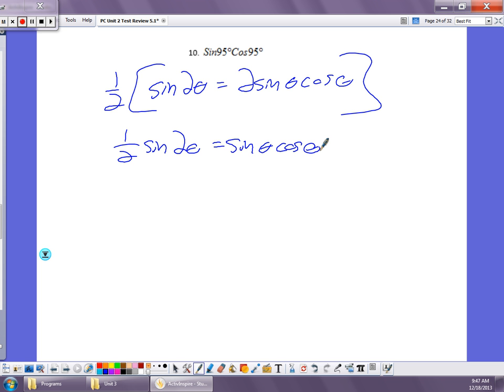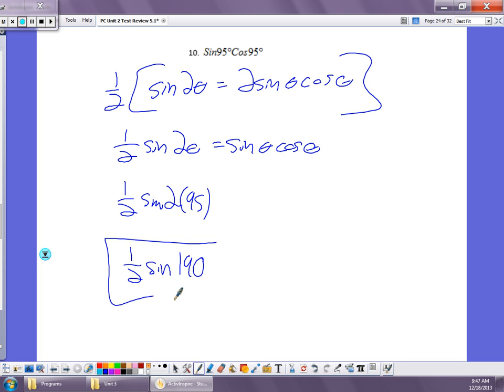On your guys' last mini quiz, a lot of you were putting this on the inside, but this 1/2 stays on the outside. Theta here is 95, so you would just have 1/2 sine 2 times 95, so 1/2 sine of 190, and that's your answer. Just leave it just like that.